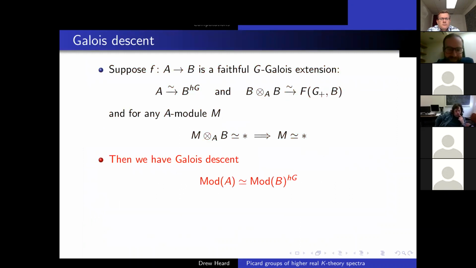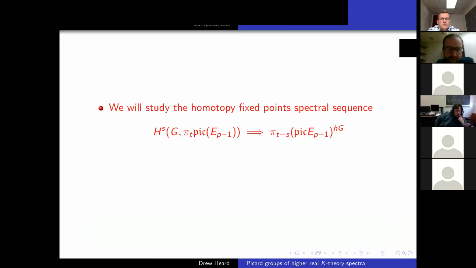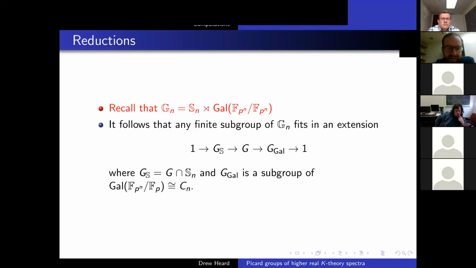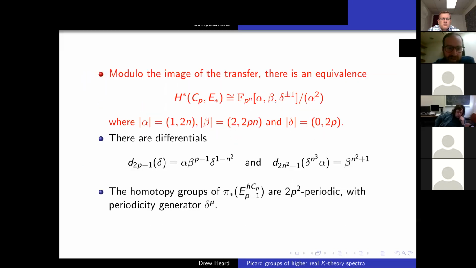So to understand this descent spectral sequence, we should first understand the ordinary descent spectral sequence. This was calculated by Hopkins, Miller and Mahowald. Sometimes it's a little hard to find details, but the result is that modulo the image of the transfer, so there's some stuff contributing to H^0 that we can just ignore, it's just this polynomial ring over F_{p^n} on three classes: alpha, beta, and then delta.